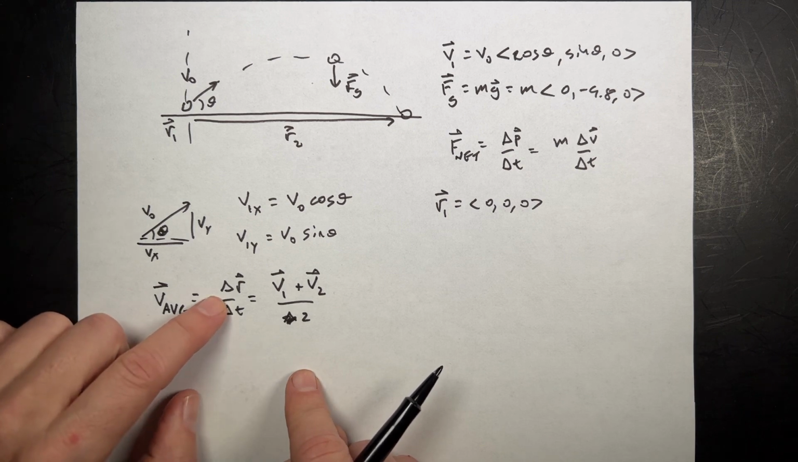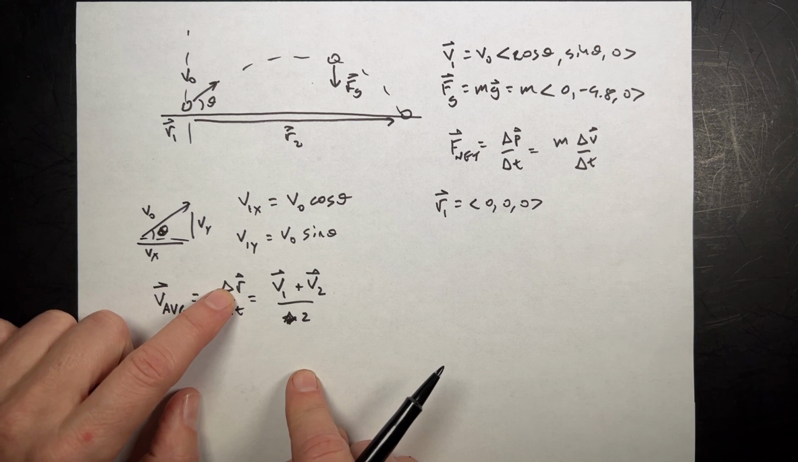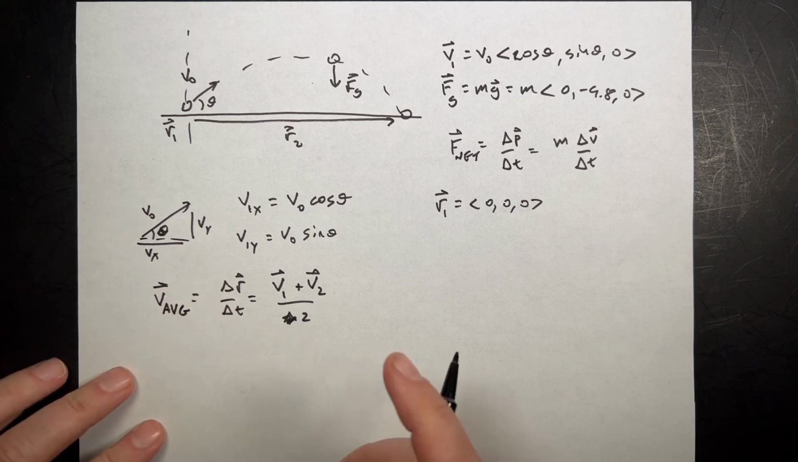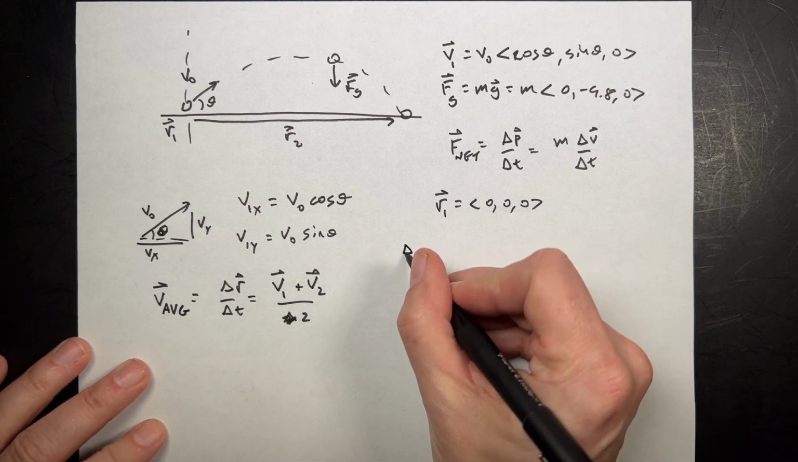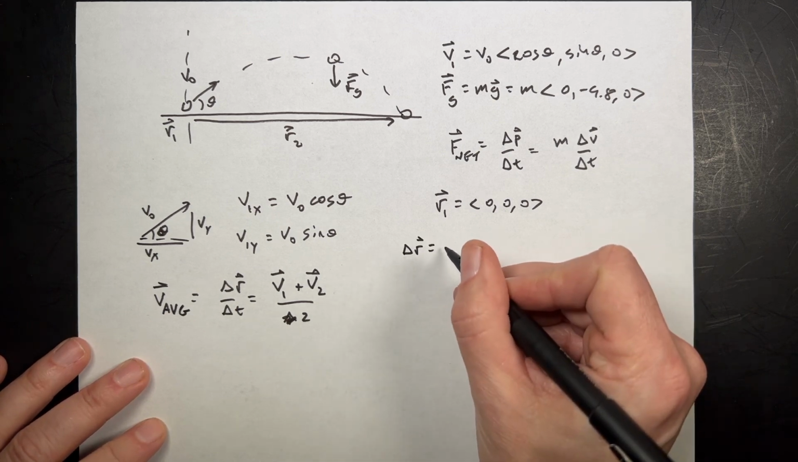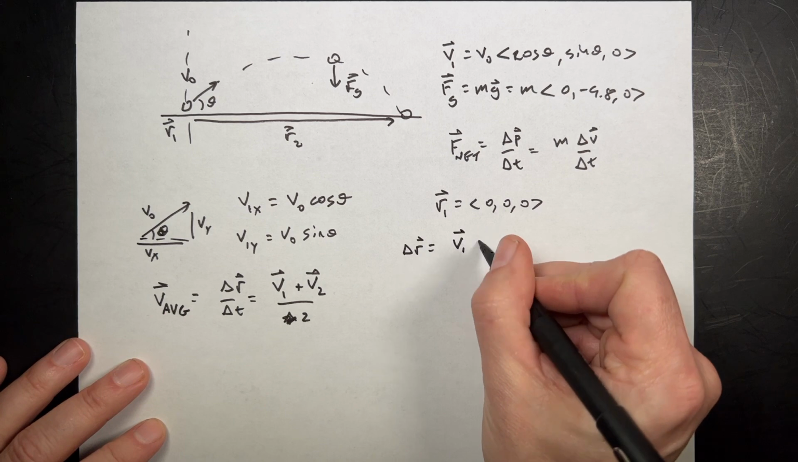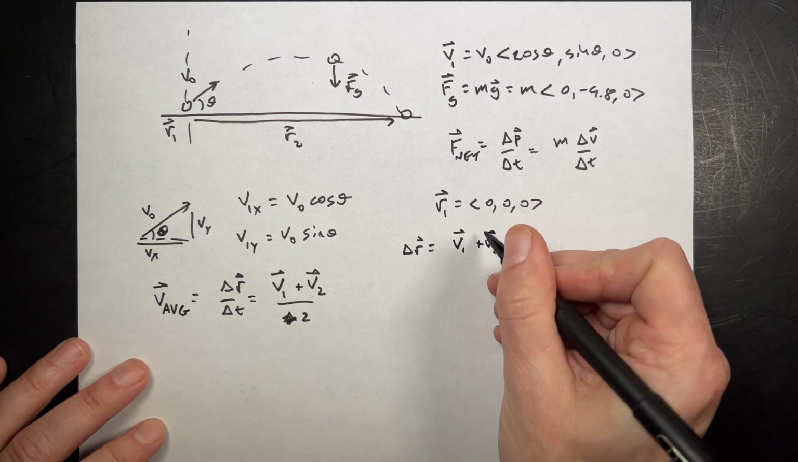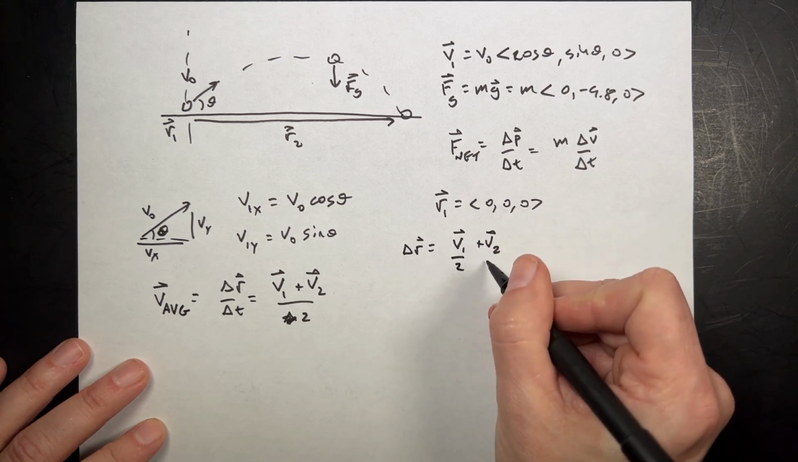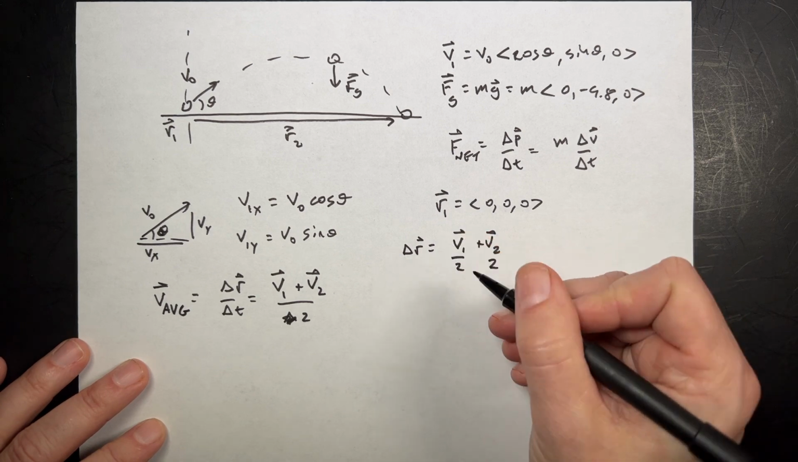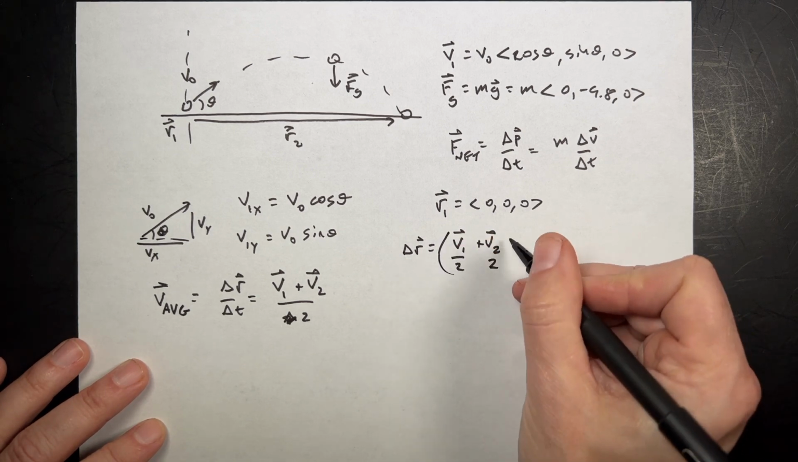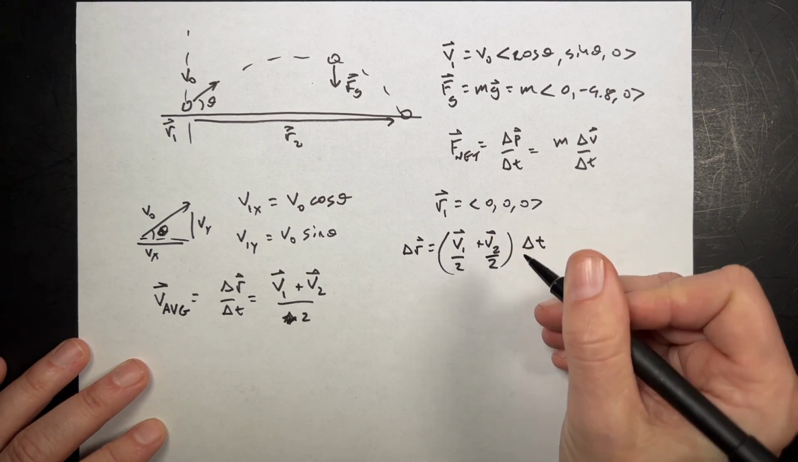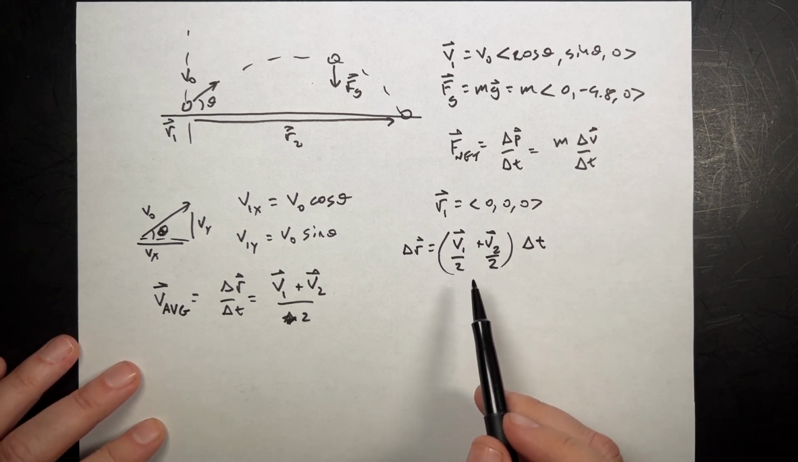Now I have an expression right here for delta r, and I want to find the final r. So let's just solve this for delta r. I'm going to multiply both sides by delta t, so delta r is going to be v1 plus v2 over 2, all of that times delta t. All right, I split that up.